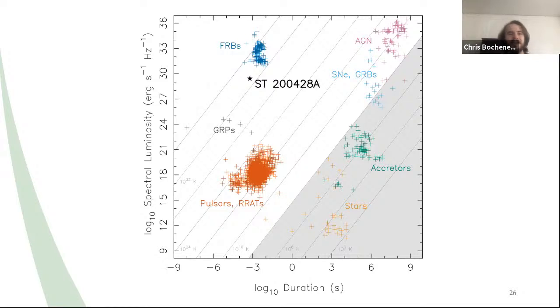2154. So here we have the radio transient phase space. And on the y-axis, we have the luminosity of a radio transient. And on the x-axis, we have the duration of that radio transient. And you can see that our event shown here is most similar to the fast radio bursts, although it is approximately 30 times less energetic than the faintest extragalactic FRB.